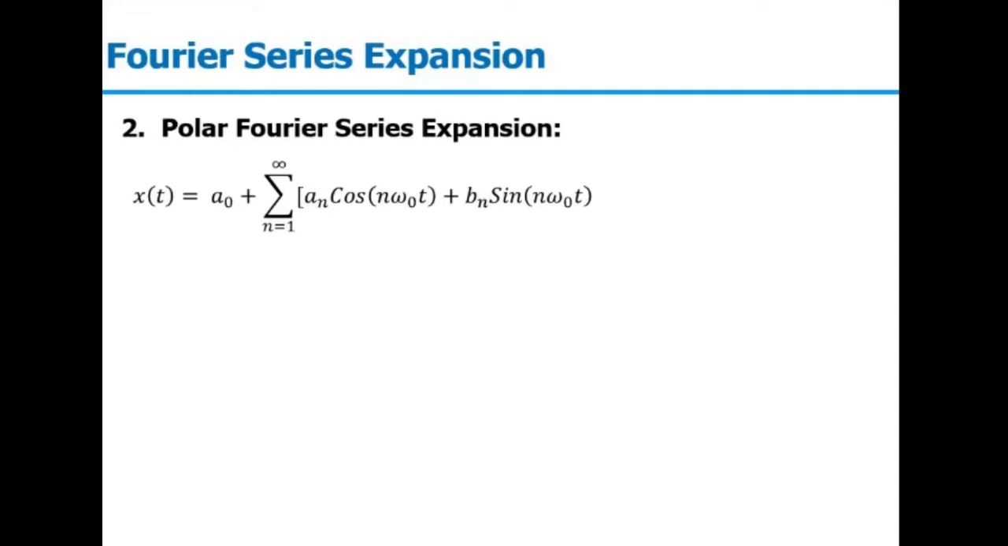For the polar Fourier series, we will again start from our trigonometrical Fourier series, and we will derive the polar Fourier series from this expression. The trigonometrical Fourier series is represented as x(t) equal to a naught plus summation of n equal to 1 to infinity of an cos n omega naught t plus bn sin n omega naught t, where a naught was our DC or average component, and an and bn were the Fourier coefficients.